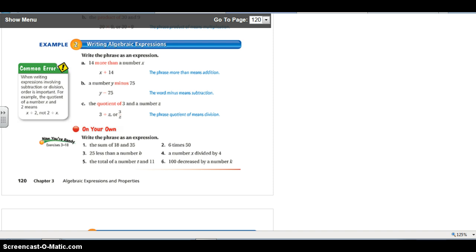C, the quotient of 3 and a number z. Okay? The quotient of 3 and a number z. Here they're giving you the number 3 first. Okay? So 3, because it's first in the written expression, will be the number you start with in your algebraic expression. I want you to take a minute and do numbers 1 through 6, and when you are done, come back for the answers.